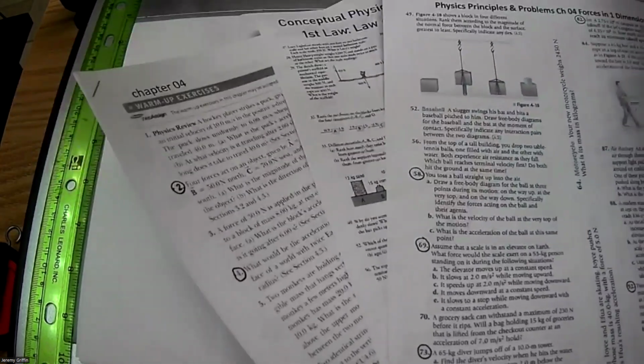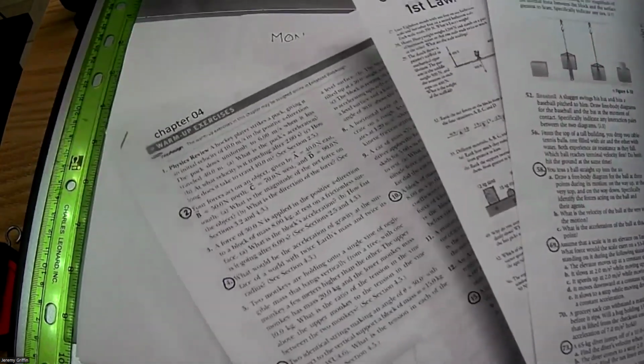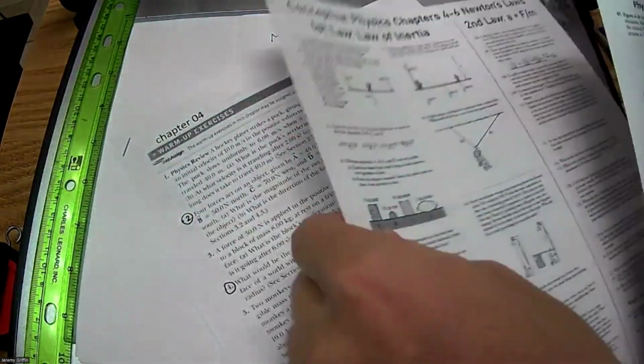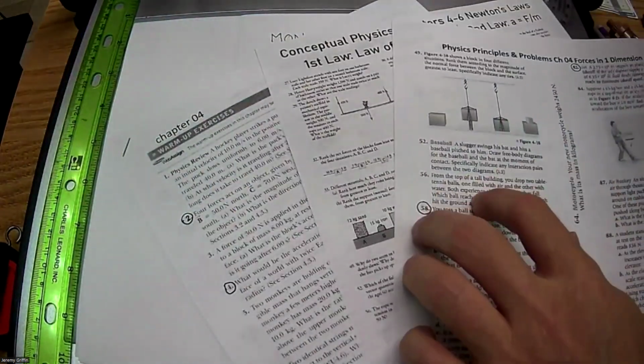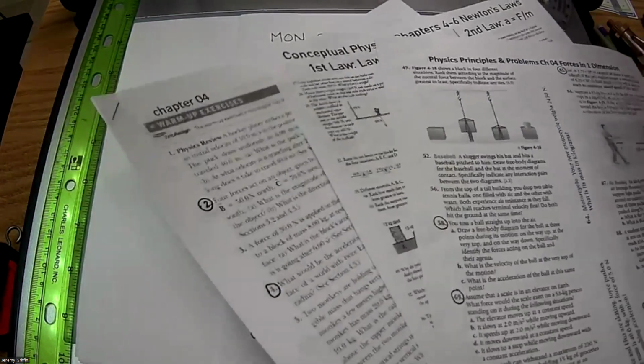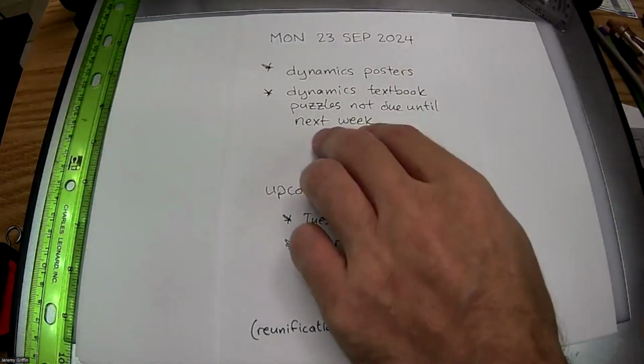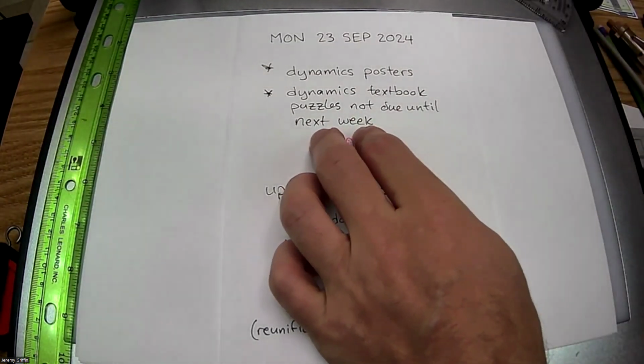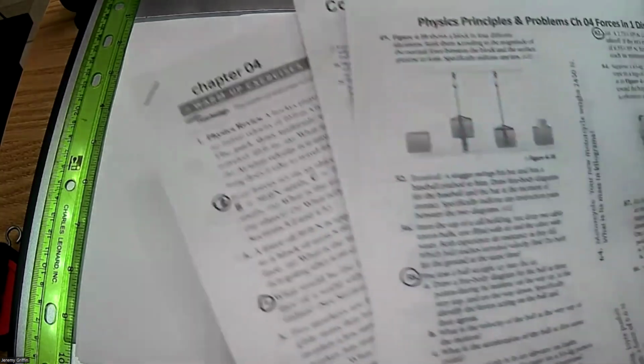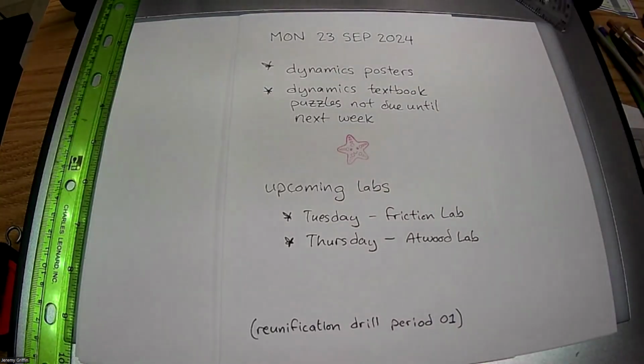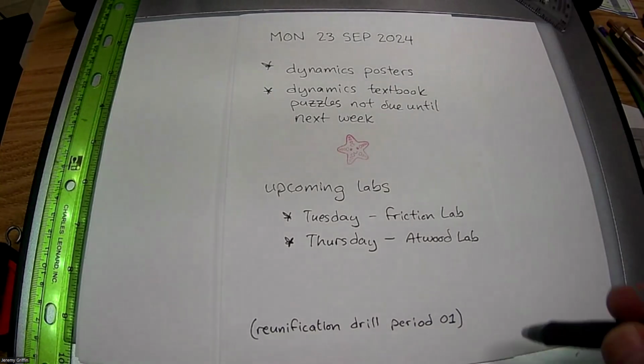But here, I have three different sets because I have three different kinds of classes. Here's for my AP students, here's for my conceptual students, here's for my honors students. I don't have a due date on these yet, but I won't be picking these up until at least next week. Definitely not this week, because I want to solve a bunch of these with you guys in class so you can get some practice as we go along. Maybe give you some independent practice at some point.